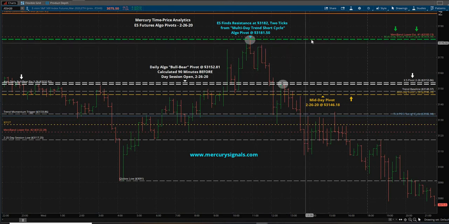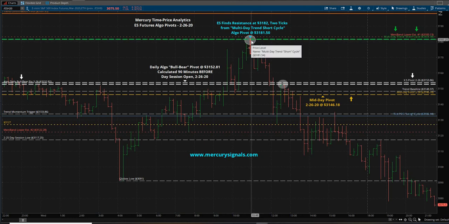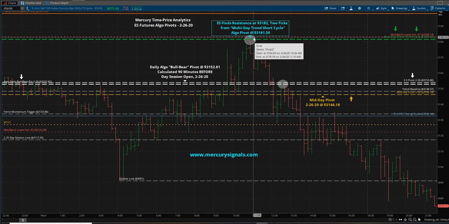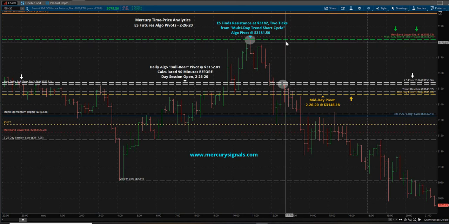And the beauty about having algorithms is when it comes into a level like this, in this case, we took a short, legged into it, and so the average was like 31.78, 78.5. The beauty of that is when you're taking a position against an algorithmic pivot, you know within a couple handles whether you're going to be wrong or not. And that helps you manage risk.